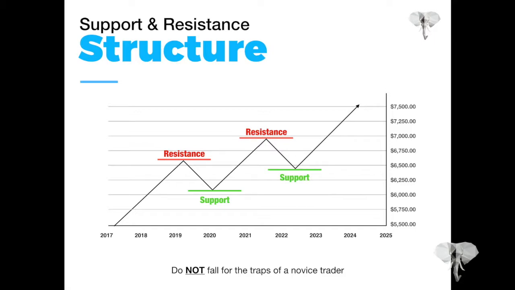Because if we were to draw a line from the first support to the second support, we can see that the low is higher than the previous low. Similarly, we can see that the high is higher than the previous high. So we've got an uptrend coming, and that's an uptrend channel, and we'll go more into those actual patterns later on.